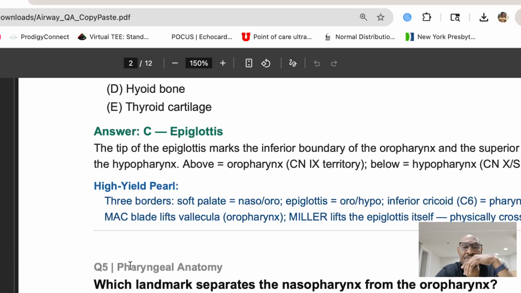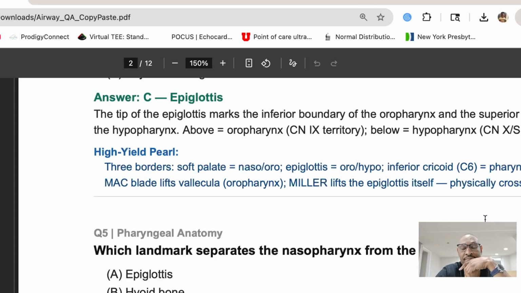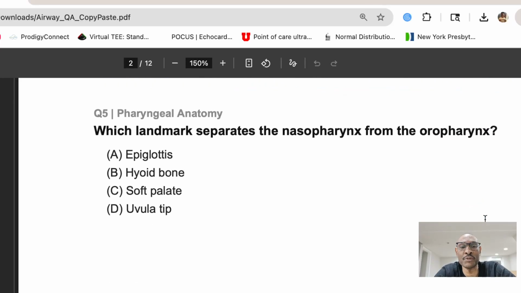Here's some important anesthesia stuff. The Mac blade lifts the vallecula, which is in the oropharynx. The Miller lifts the epiglottis itself. So physically crossing this border. Voila, pearls. All right, which landmark separates the nasopharynx from the oropharynx?